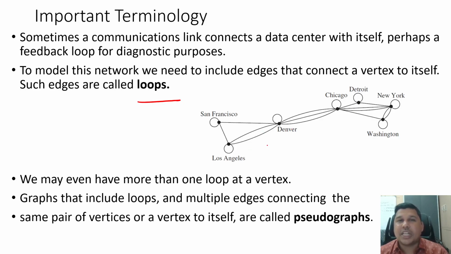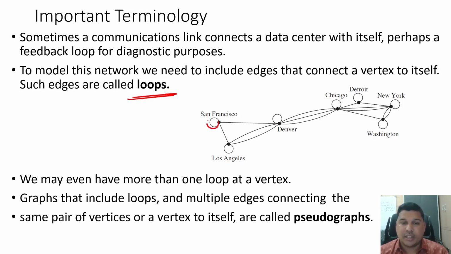Okay, maybe when you are testing something, how that link is working or not. Sometimes a communication link connects to a data center with itself. From a data center, I am taking a LAN cable, connecting it back to it to test whether the data is flowing and coming back to me or not. So when you have edges that connect back to the same vertex, those things are called loops. Such edges are called loops.